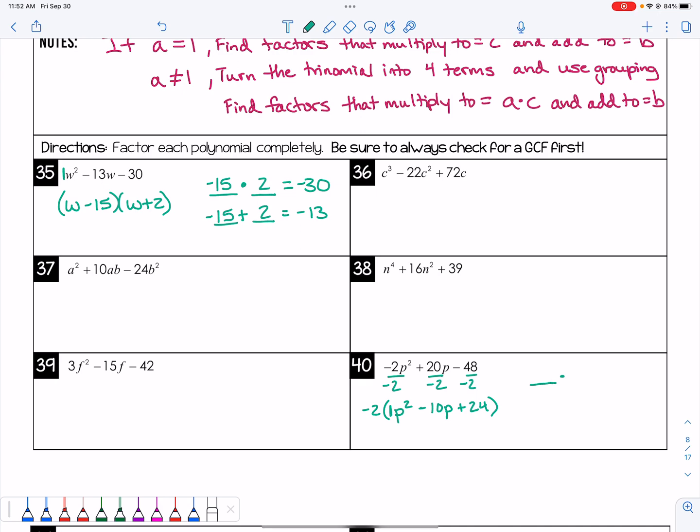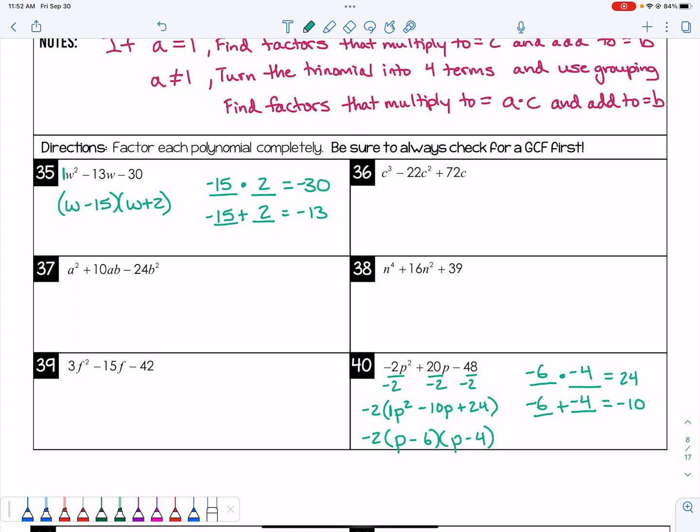So then I can just think about it similar to that last one and say what will multiply to give me c, which is 24, and also add up to give me negative 10. So negative 6 times negative 4 would do both. They will multiply to give me 24, that's positive 24, and they'll add up to give me negative 10. So leave negative 2 out front. You don't want to get rid of that. And then you have factors p minus 6 and p minus 4.